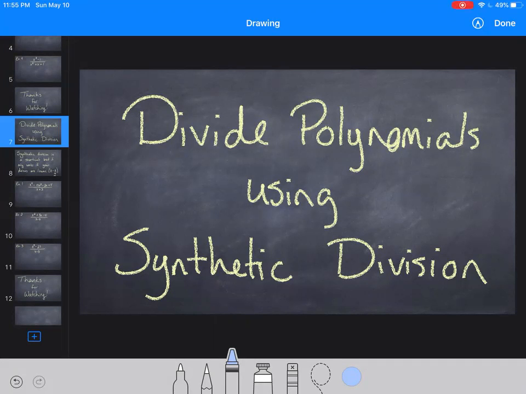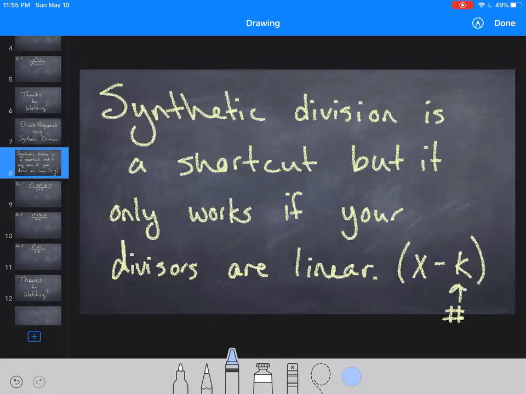Today we're going to be dividing polynomials using synthetic division. Synthetic division is a shortcut, but it only works if your divisors are linear. For long division, it doesn't matter if your divisors are linear. You can have x squareds, you can have x cubes, but for synthetic division, you must remember that your divisors must be linear. And whenever I say linear, I'm talking about x plus or minus some number.